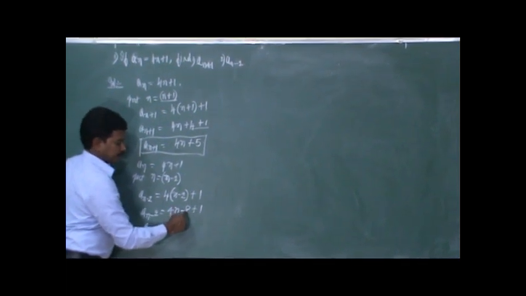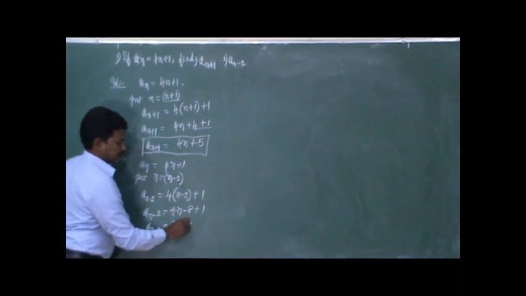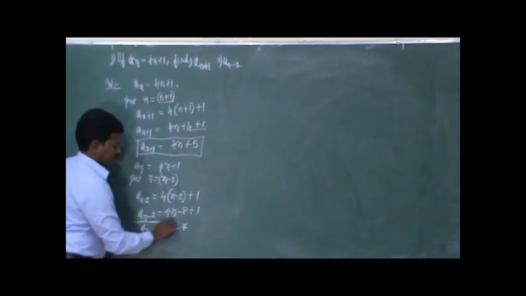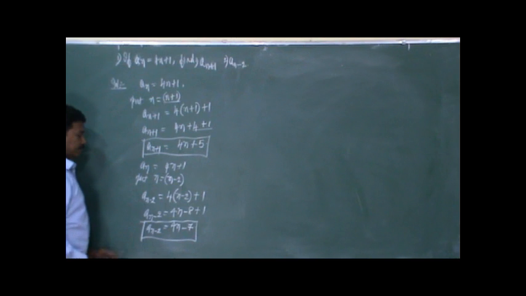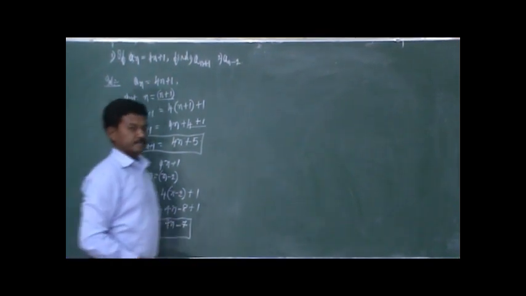So that is minus 8 plus 1. So minus 8 plus 1 becomes minus 7. So the general form of an minus 2 is 4n minus 7.